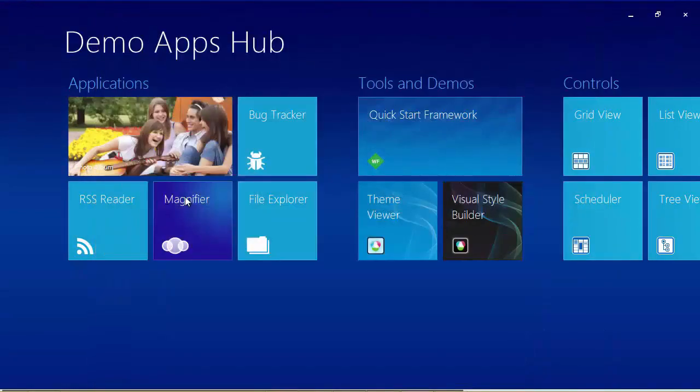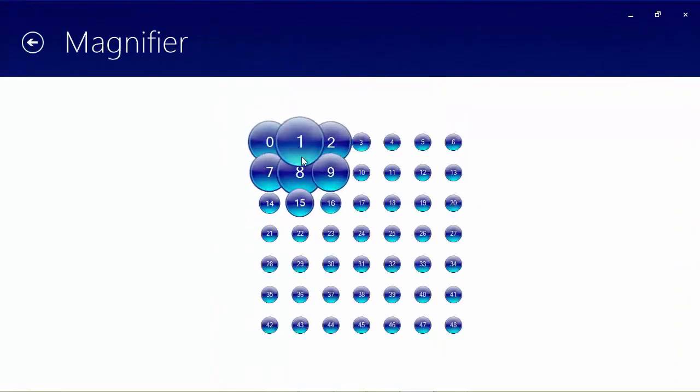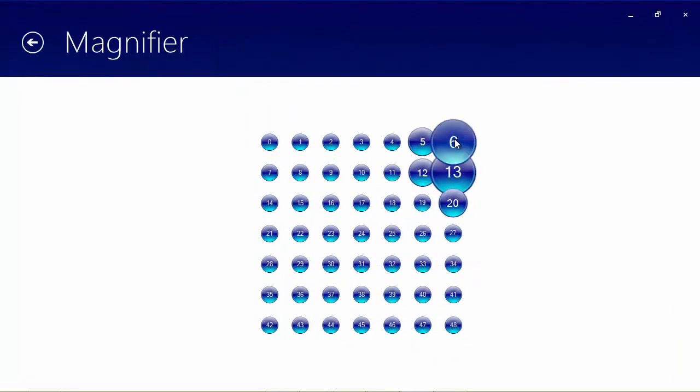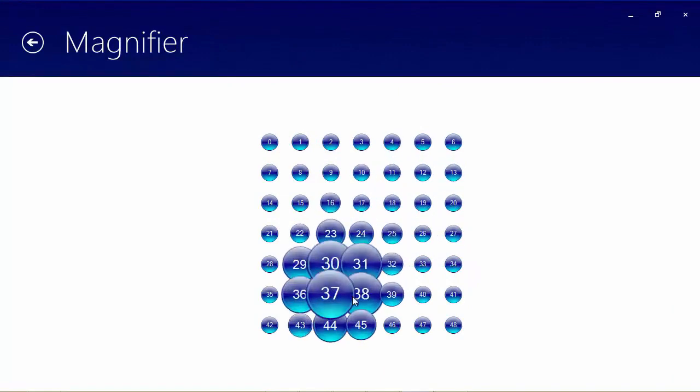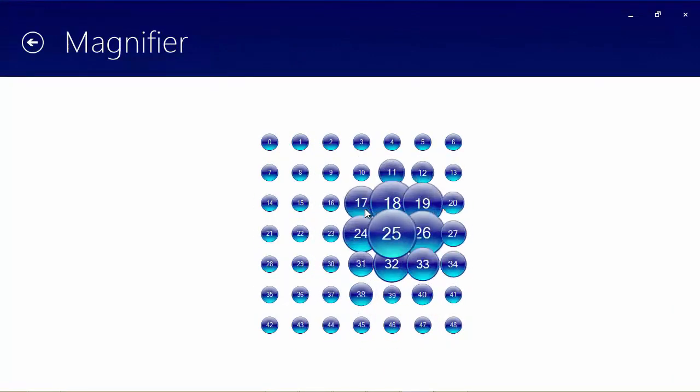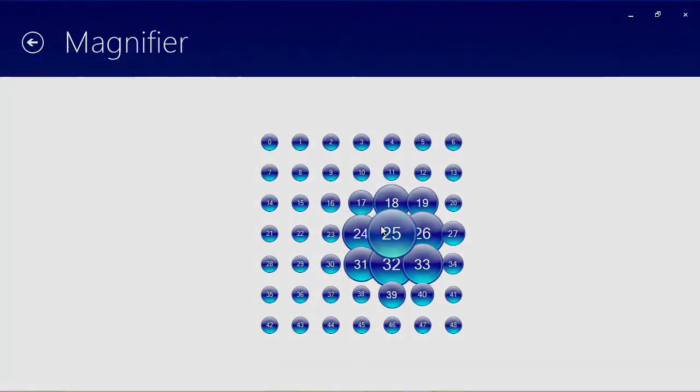Additionally, we have the magnifying demo, which allows us to see this grid of buttons. Actually, they're completely rounded, and we can see how we can interact with them, and just in general how these other buttons tend to grow larger or smaller depending on where the mouse cursor is located.